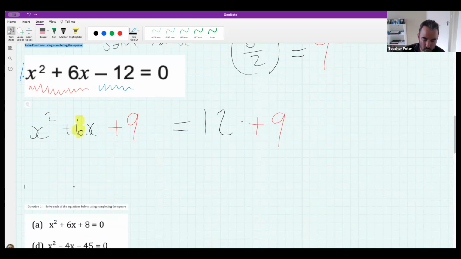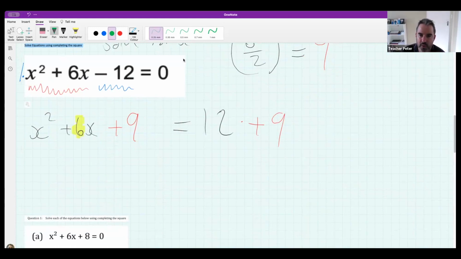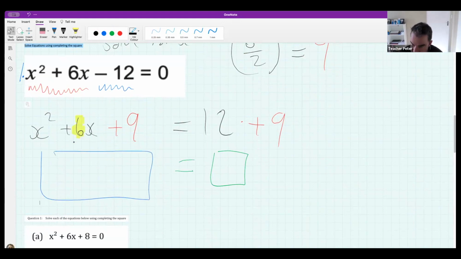Now, what I want everyone to do is, we have completed the square, or we're trying to complete the square. I want you to write down what you think goes on this side and what you think goes on that side. And then when you're done, I want you to say done in the chat.